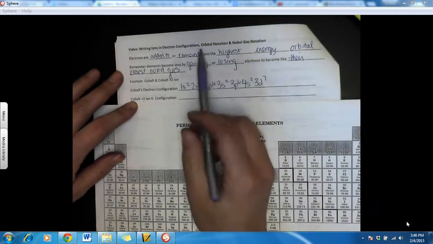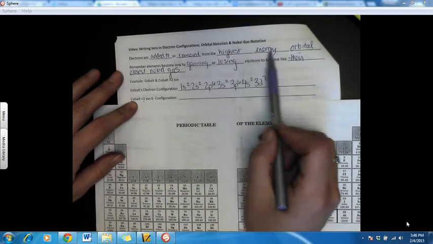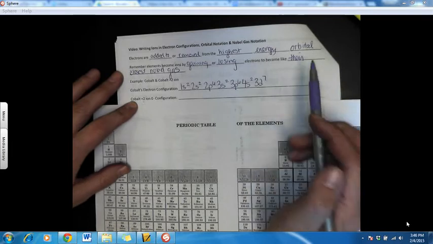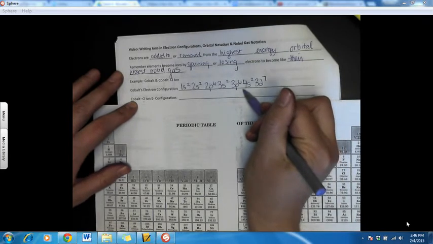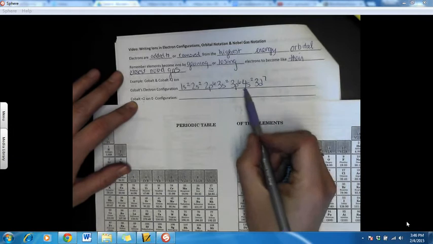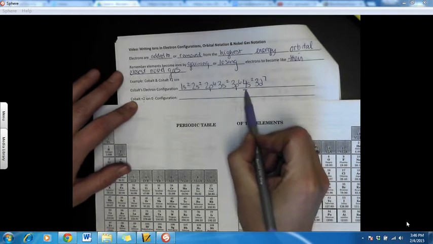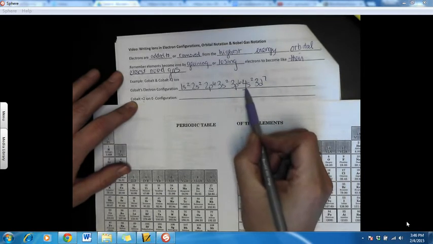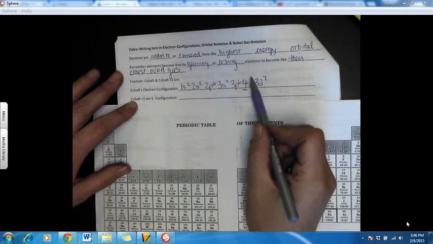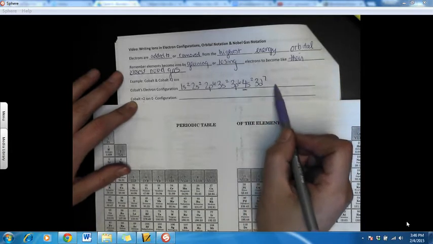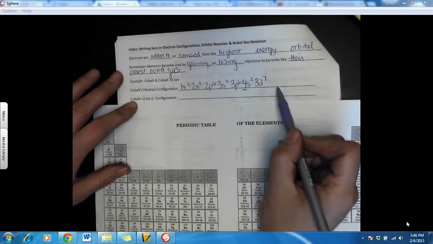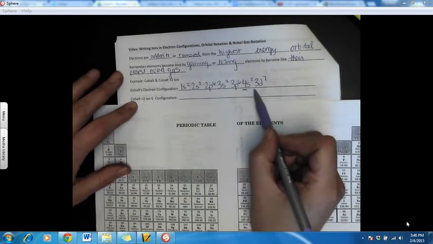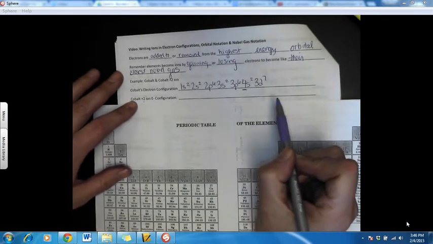And they're going to be removed from the highest energy orbital. Our highest energy orbital here is the orbital with the highest number on it. So 4 is our highest energy level, and our 4 energy level just has the s orbital, so it's going to come out of here. If we would have had 4p, it would have come out of the 4p orbital because p is higher than s. Okay, and that's back from our electron configuration notes.